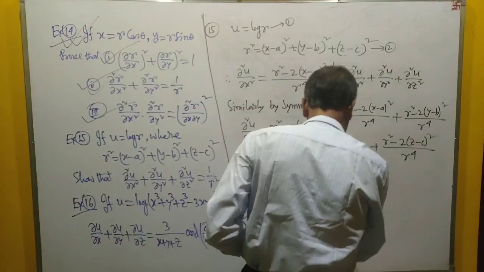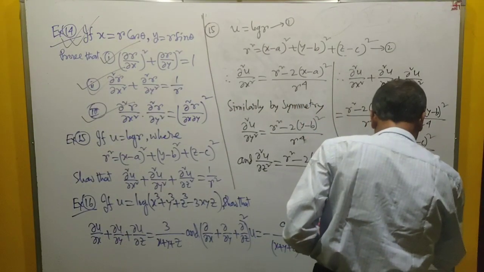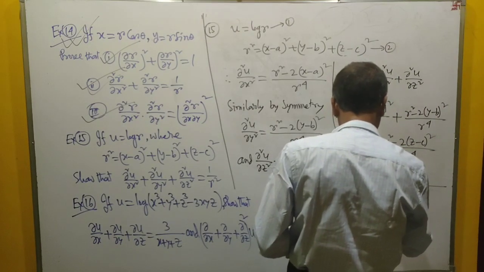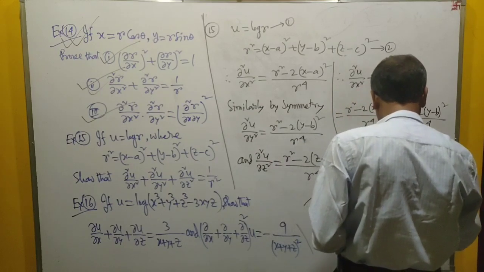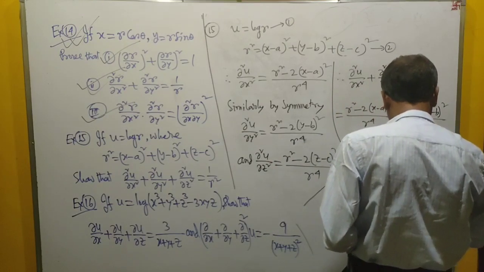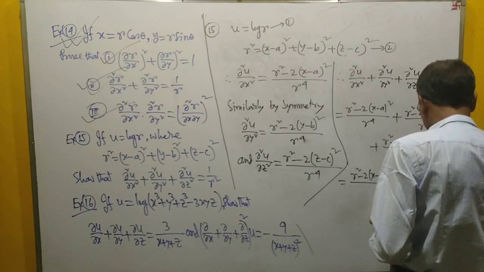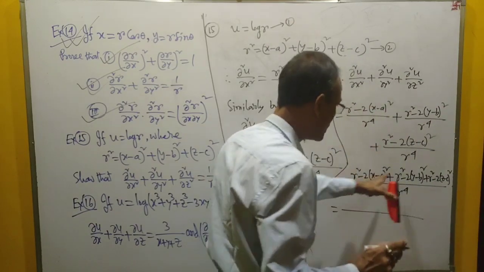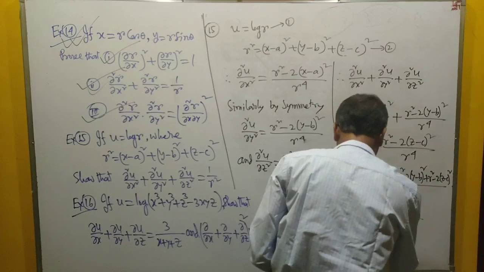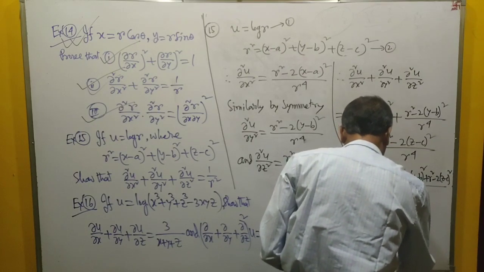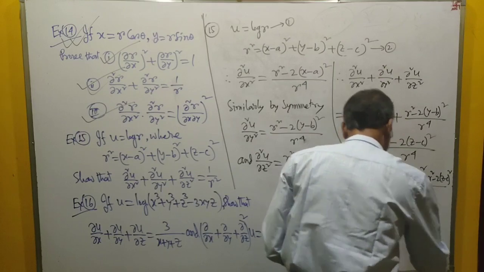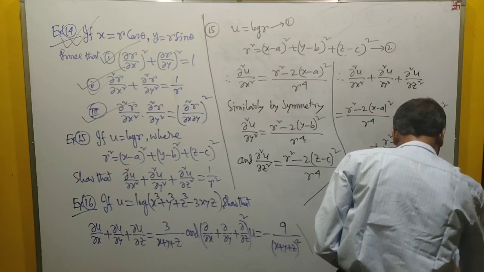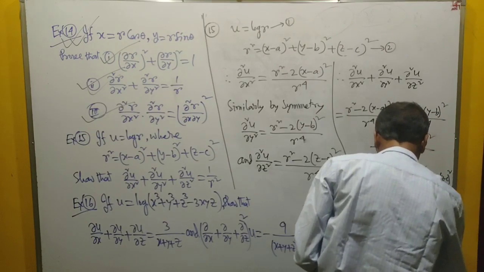This is equal to, you will get r to the power 4 in the denominator, and in the numerator r square minus 2 times of x minus a whole square plus r square minus 2 times of y minus b whole square plus r square minus 2 times of z minus c whole square. You will get this one. This is equal to 3 times of r square minus 2 times of x minus a whole square plus y minus b whole square plus z minus c whole square, whole thing divided by r to the power 4.